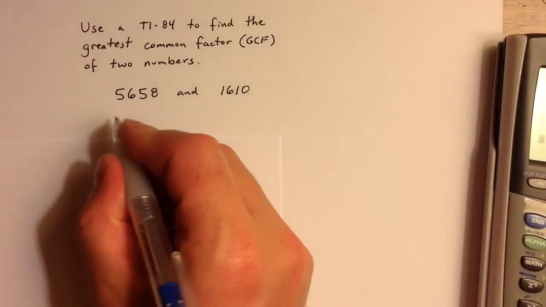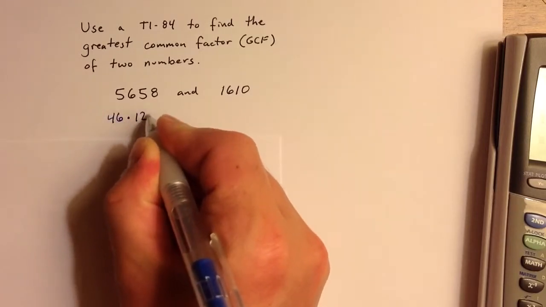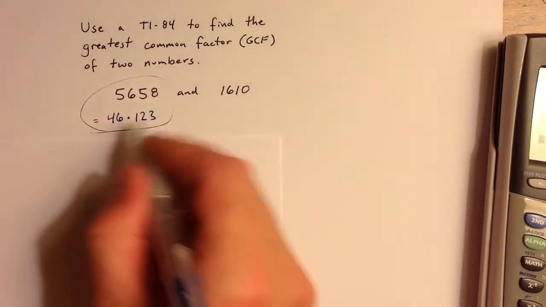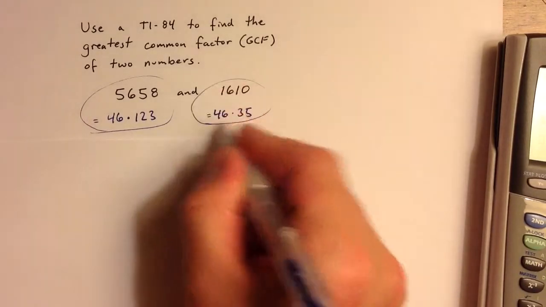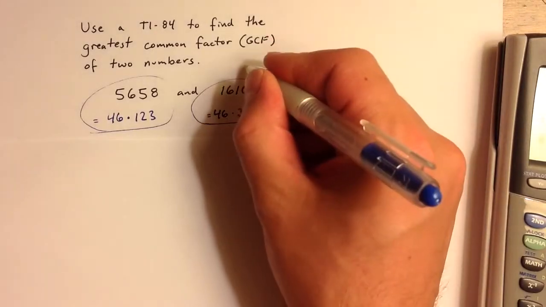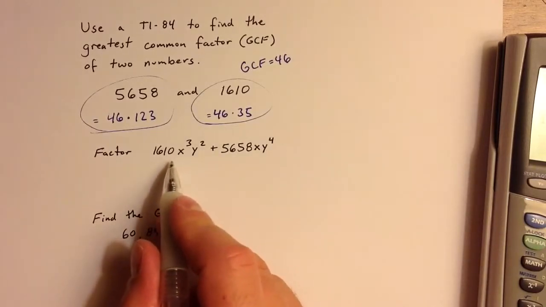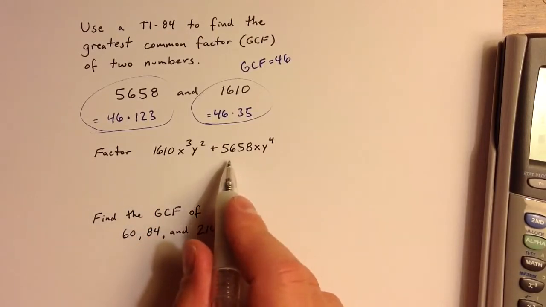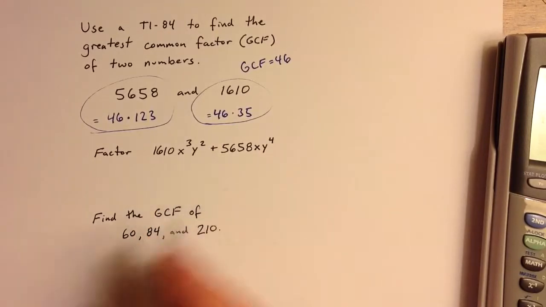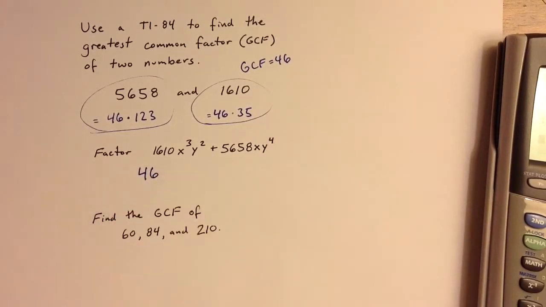So from the calculation we just did on the graphing calculator, we know that 46 times 123 equals the first number, and 46 times 35 equals the second. And so 46 is the greatest common factor. So with that information, I can factor an expression like 1,610 times x cubed times y squared plus 5,658 times xy to the fourth. So 46 is the largest number that we can factor.